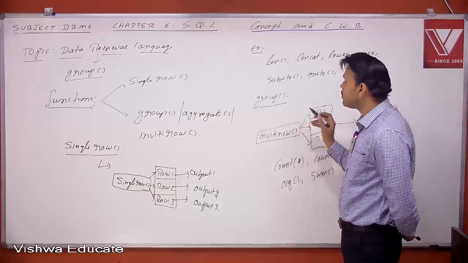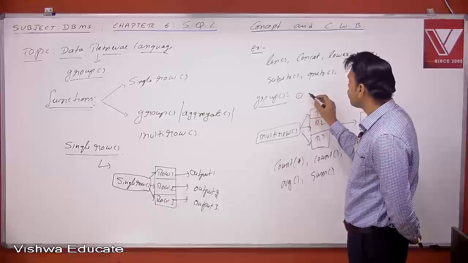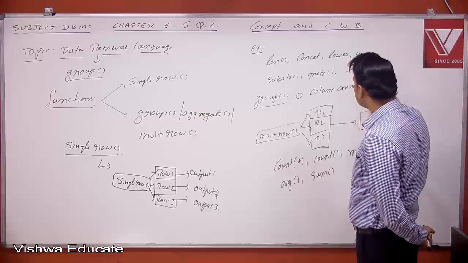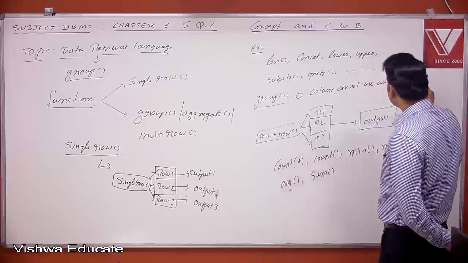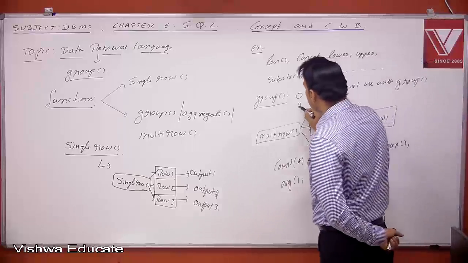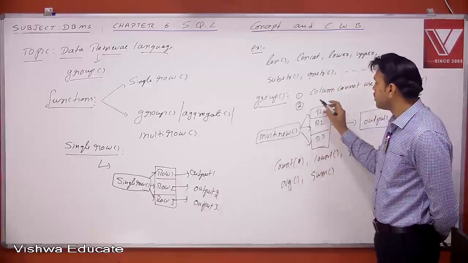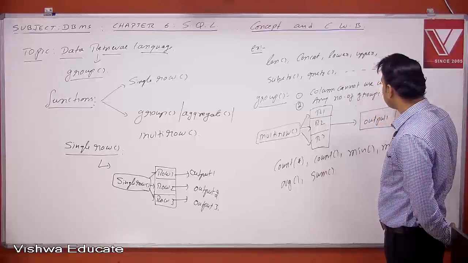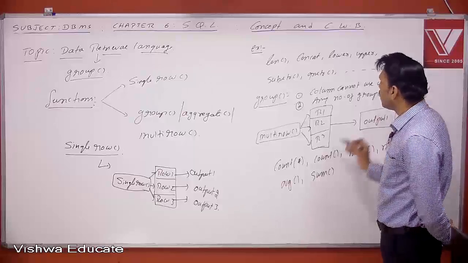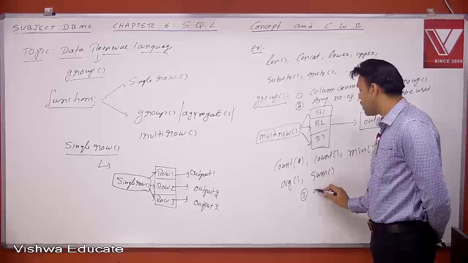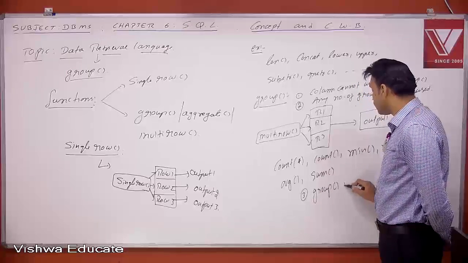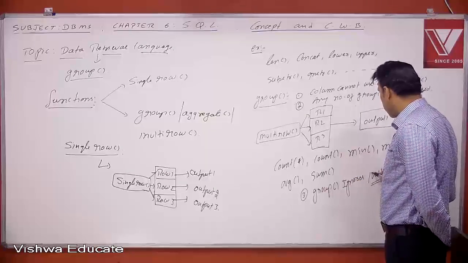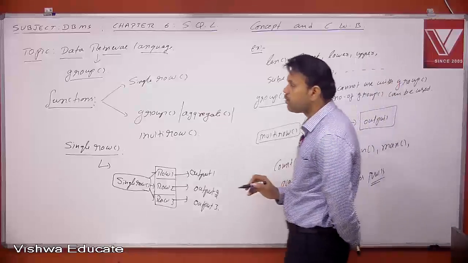And there are some rules for group functions. What is the rule? One is that a column cannot be used with a group function. And the second rule is that any number of group functions can be used. And rule number 3 is that, as I told you in the previous example, group functions ignore what? Nulls. They never take null values into consideration.